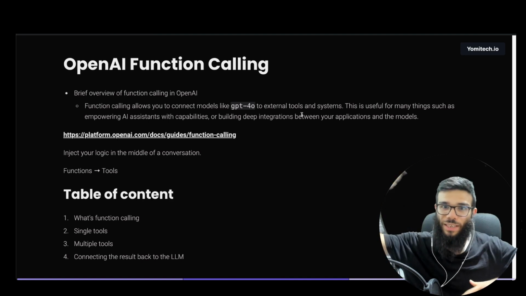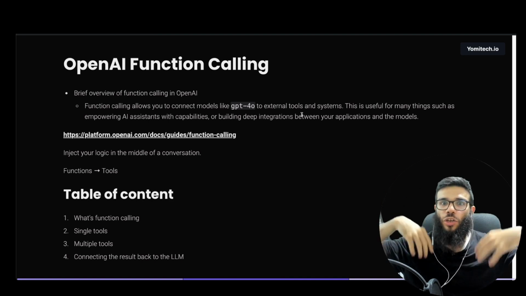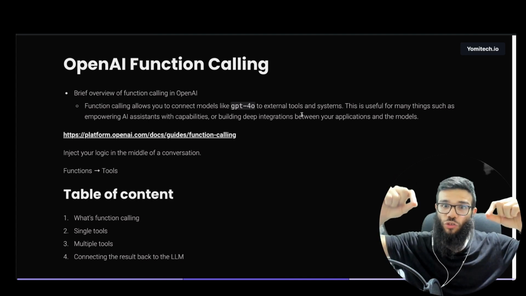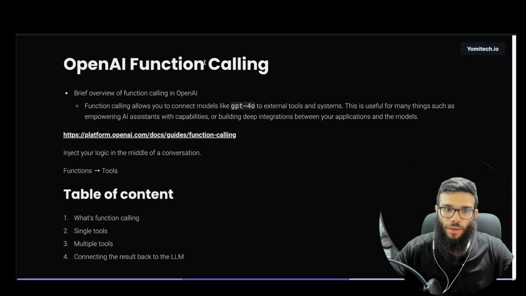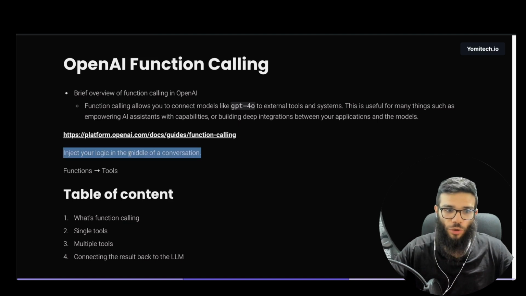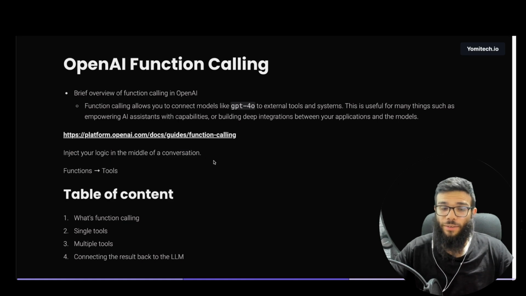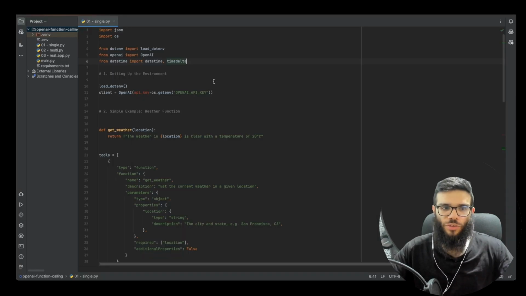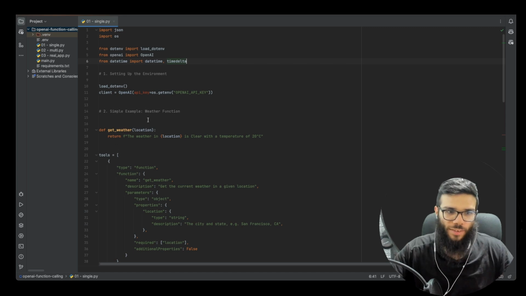For example, you have a database, you have an API, you want the assistant to answer a question based on your information, then this is what OpenAI function calling helps you do. My simplest definition, and I'm going to reference this along the video, is that you can inject your own logic in the middle of the conversation. So let's take a look at how it's done. I created a few examples so we can move ahead, and let's see.